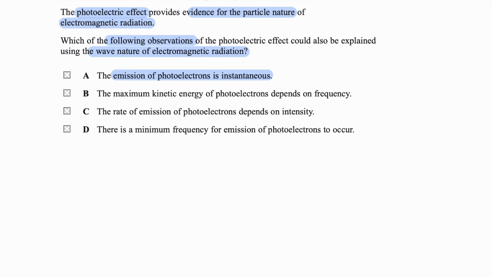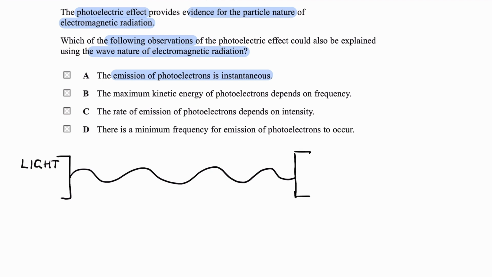Well, if light travels as a wave, it transfers energy continuously. What are the implications of this? Let's draw a quick diagram. So here is our light source, here is our wave, which is transferring energy continuously to the electrons in this metal surface. So in the wave model of EM radiation, physicists believed that there should be a time delay from when you first switch on your light source to when you first see electrons being released from the metal surface.